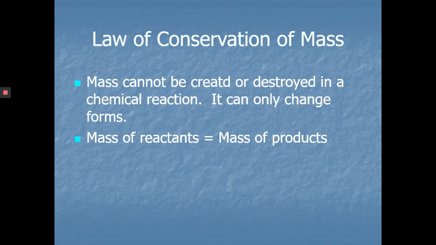conservation of mass. As you can see in the first bullet point, what it says is that mass cannot be created or destroyed in a chemical reaction. It can only change forms. So if you have a chemical reaction occurring, you're going to take a couple of things, maybe two or three different substances. You're going to combine them, and when you combine them, there's a chemical reaction that takes place. There's actually a chemical change that takes place. And you're going to turn it into new substances. And those new substances are going to have different properties.